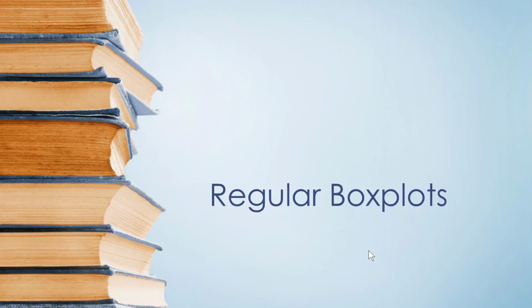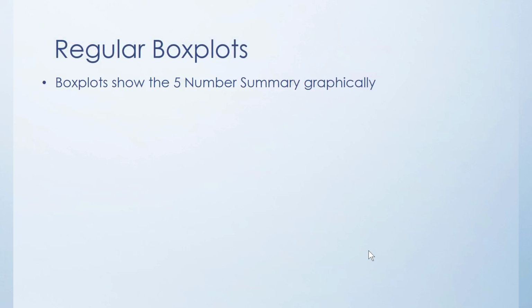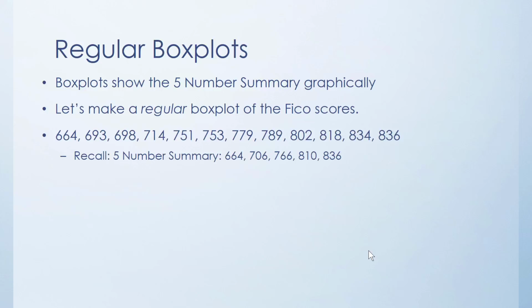All right, so in this video, we're going to talk about a new type of graph called the regular box plot. Regular box plots basically just show the 5-number summary graphically. So it's easiest to just kind of show you by example. We're going to make a regular box plot of our FICO scores from a previous example.